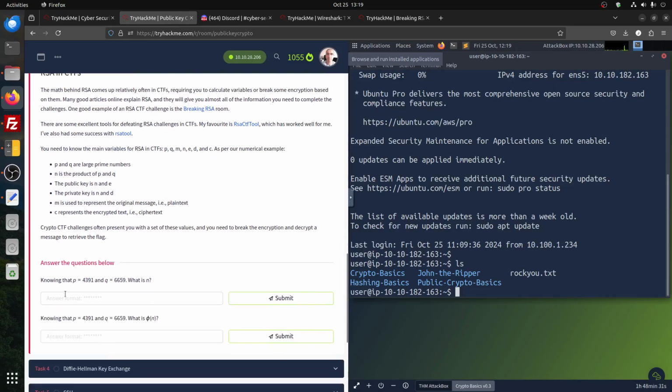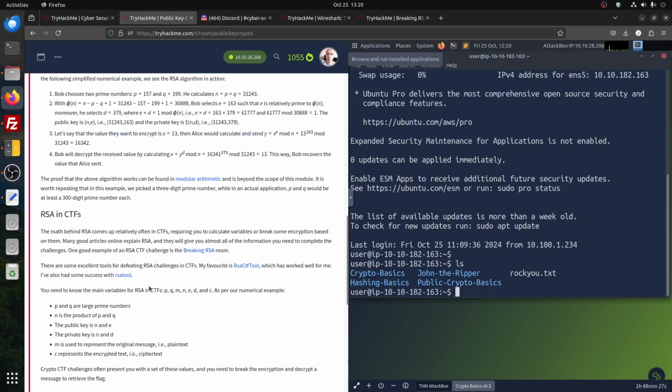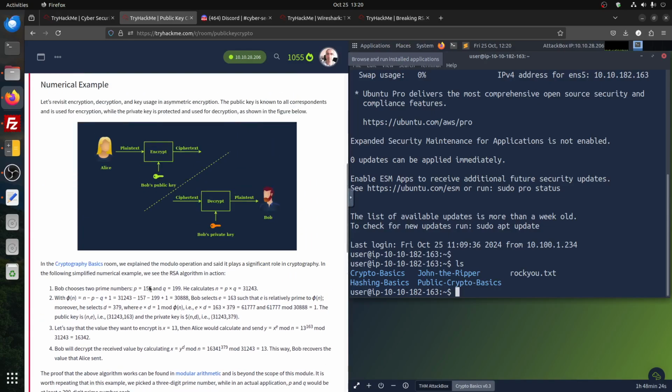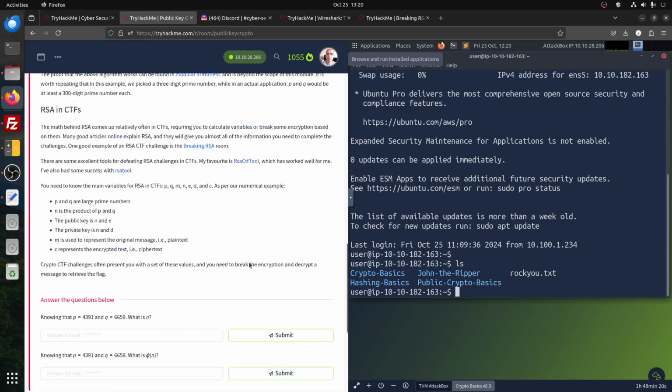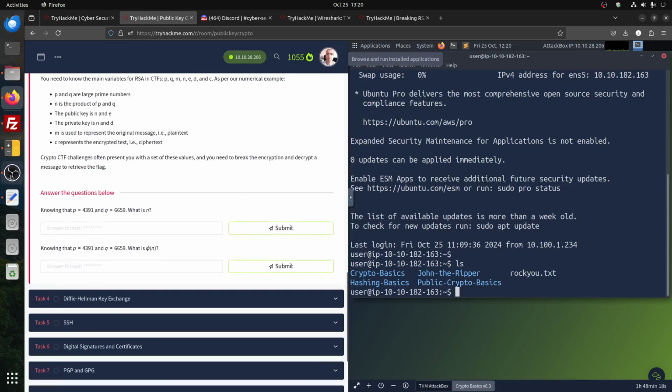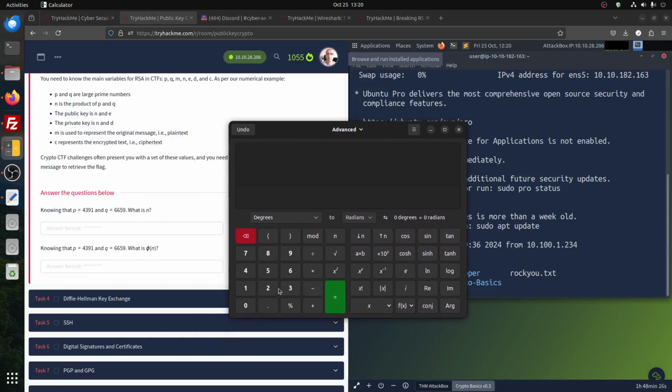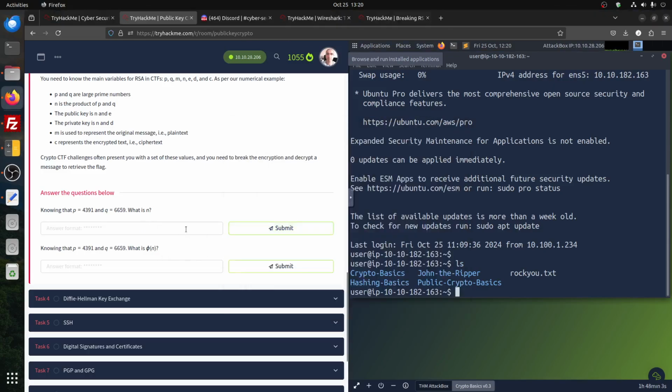For example, here they give you a question: given p and q, what is n? If I have p and q, n is just the multiplication of both of them. So where is my calculator? 4391 multiplied by 6659. So this one should be the answer for the first question.